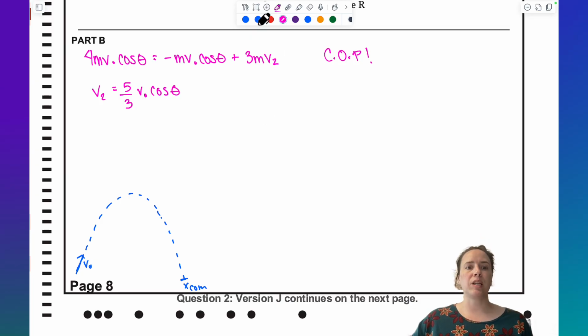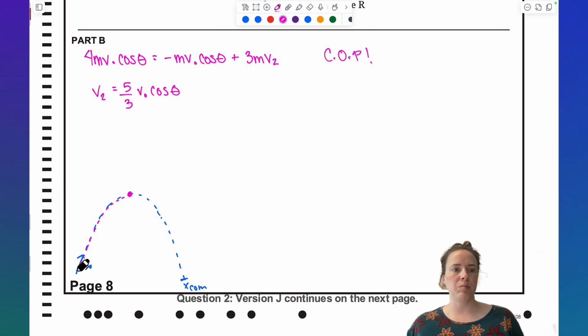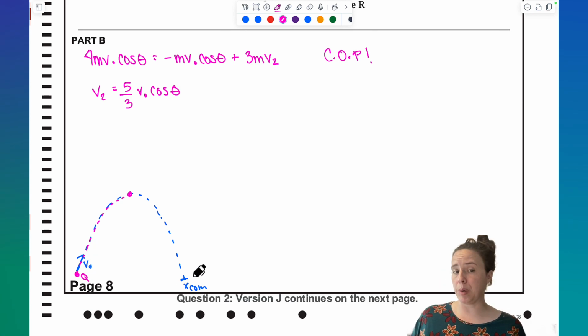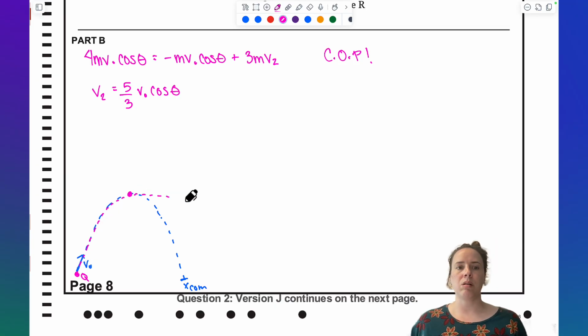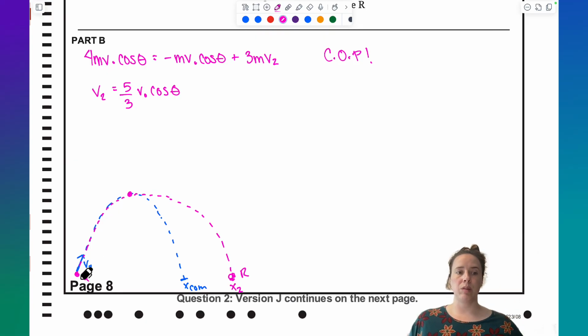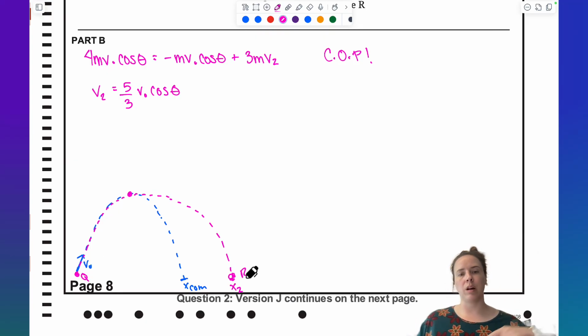Okay? When I explode at the top and piece Q comes back over here to the left of where it's supposed to be, that means piece R is going to go over here somewhere to where x2 is at. There's my piece R. Personally, I figured out how far does it go to the center of mass. We know where piece Q landed, so we can figure out where piece R landed. Let's do it that way.